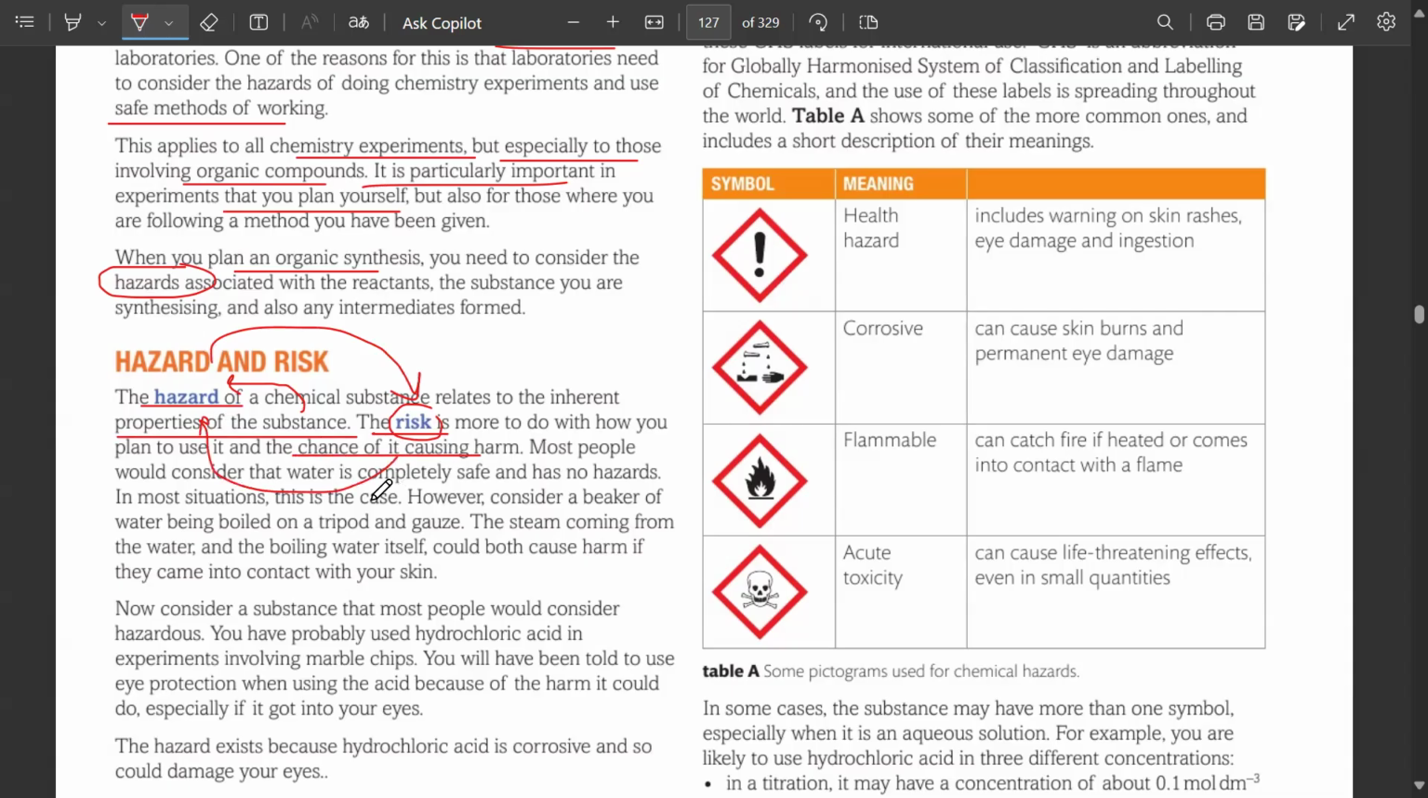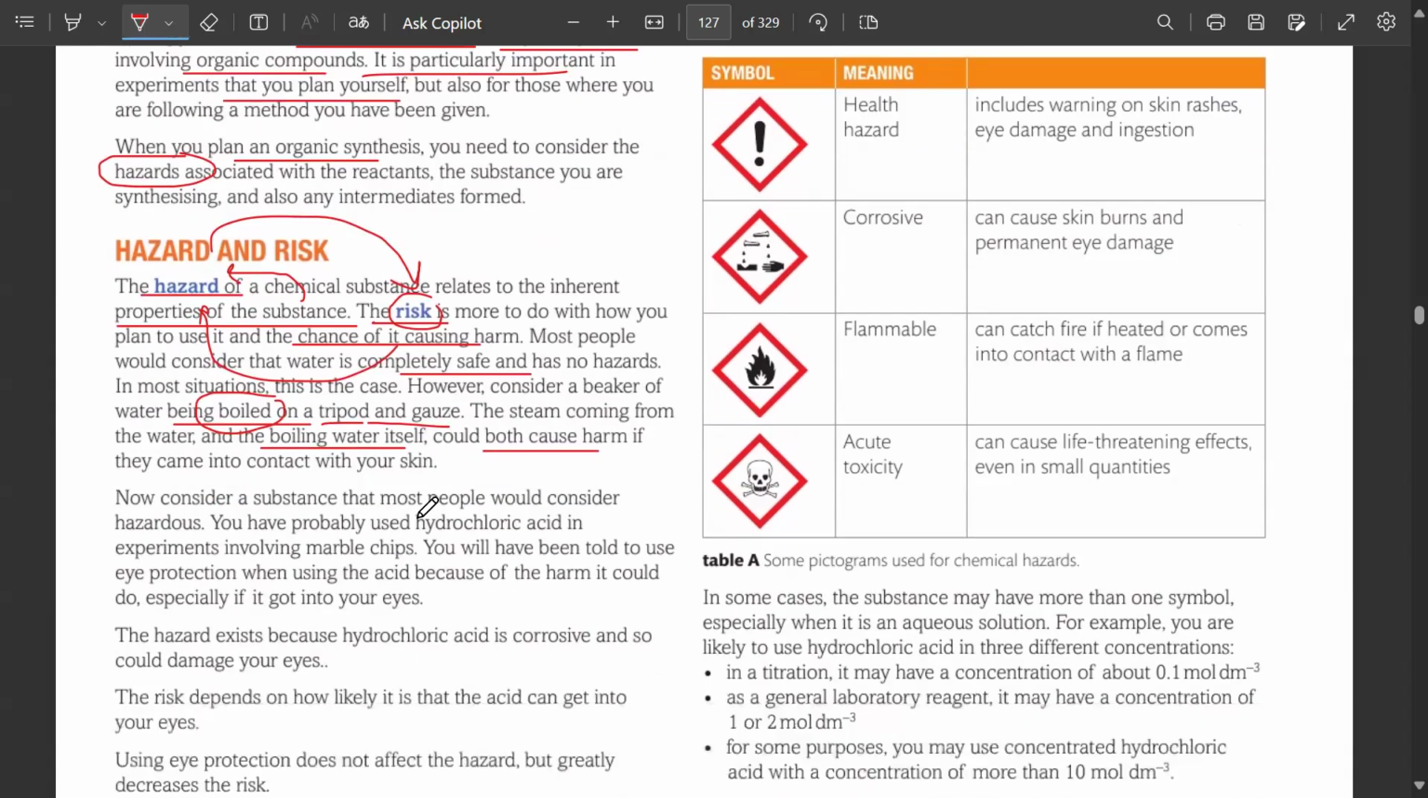Most people would consider that water is completely safe and has no hazards. In most situations, this is the case. However, consider a beaker of water being boiled on a tripod and gauze. Now, water isn't safe. What if you are boiling it? It's not safe. The steam coming out of the water, the boiling water itself, could both cause harm to your skin as well as your eyes. And consider what most people would consider hazardous as well.